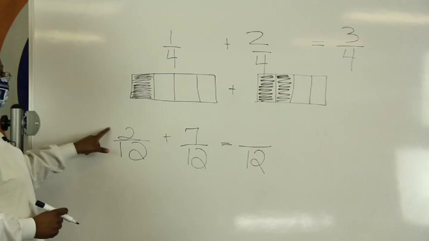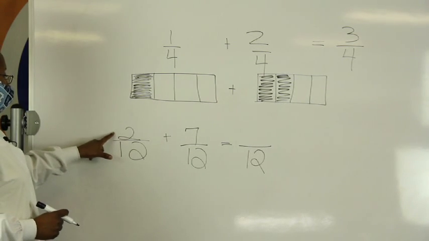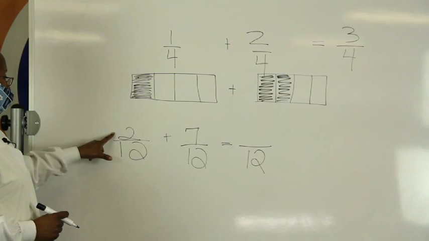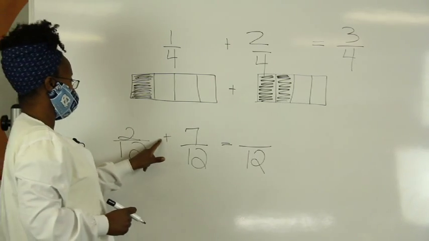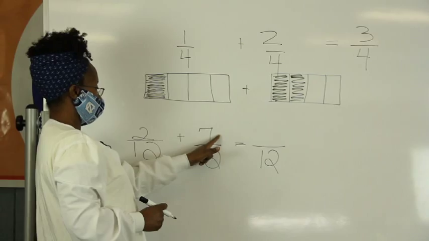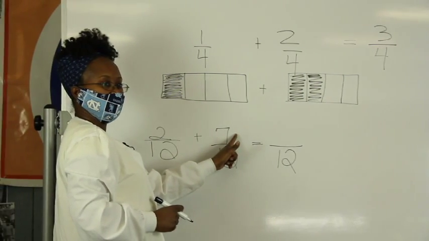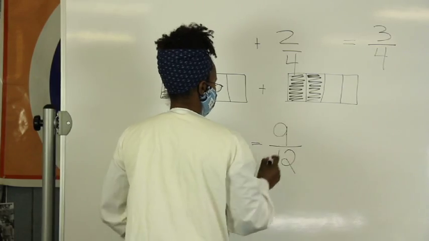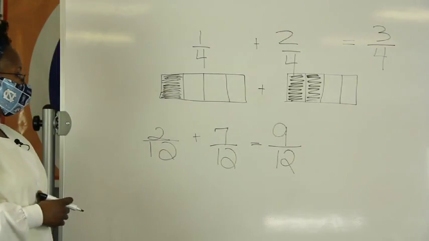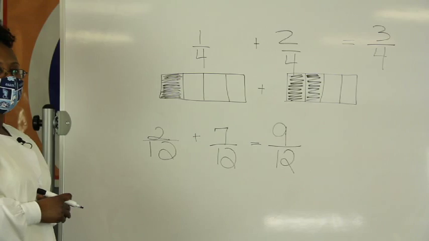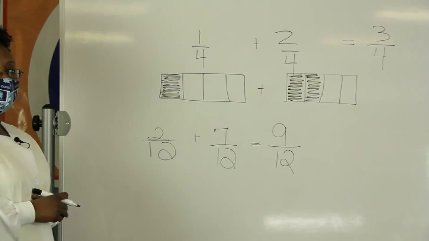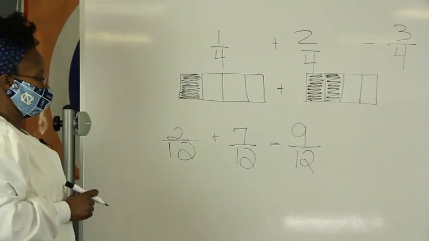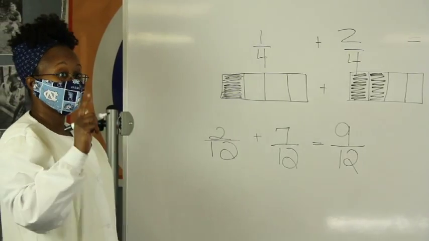Next, we're going to look at the numerator. And we're going to add those numbers. 2 plus 7 is 9. So our answer is 9/12. Now, for some of you that feel that you've got a good handle on that, here's the next step.